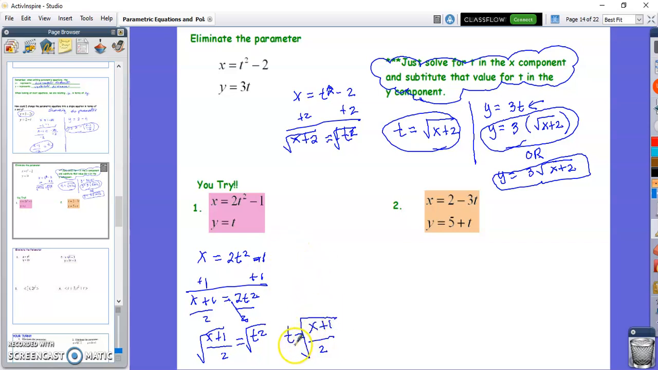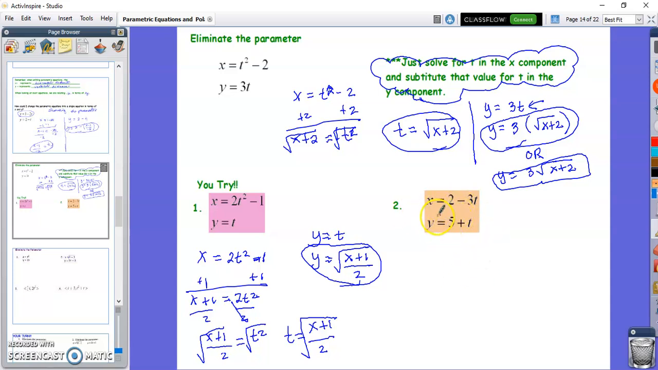Since I already solved for t, now I'm going to substitute the value of that t into my y component. Since my y component is equal to t, all I need to do is replace that t with the value of my t from my x component, which is the same thing as the square root of x plus 1 over 2.